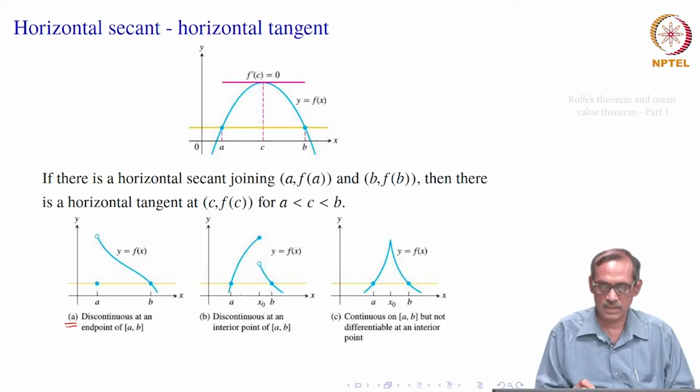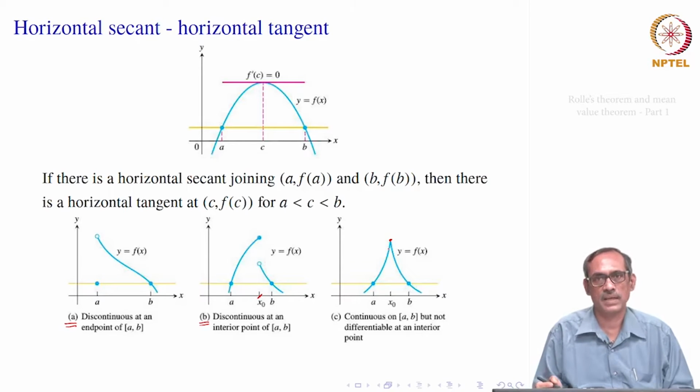That is about the endpoint. Similarly, if you have an interior point, say x 0, where there is a discontinuity of the function, then also you see there is no horizontal tangent in picture b. And we also assume that it is differentiable on the open interval a b. If there is a point, say x 0, where it is not differentiable, then you see there was the possibility of the tangent being horizontal only there, nowhere else is there a horizontal tangent, and it is not differentiable there. So, we cannot say f prime c equal to 0 there, that is cusp like.